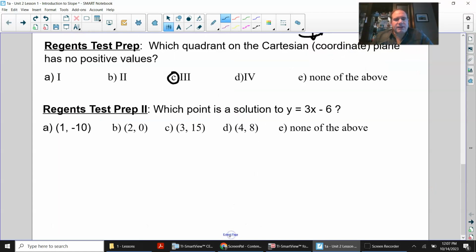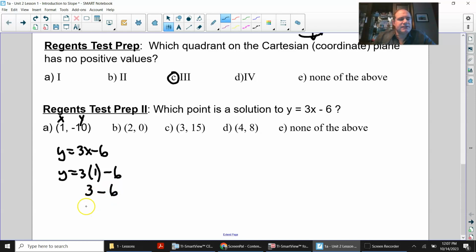For the second question, a lot of people do not understand how to do this, but it is just an input versus an output. They give us the equation y equals 3x minus 6. We're going to substitute the 1 in as the x and see if we get the output negative 10. So y equals 3 times 1 minus 6. 3 times 1 minus 6 is 3 minus 6, which is negative 3. So y does not equal negative 10. In this case, that's out.